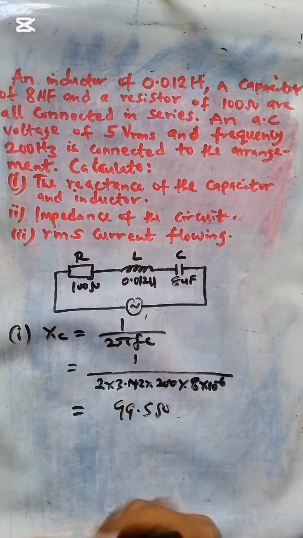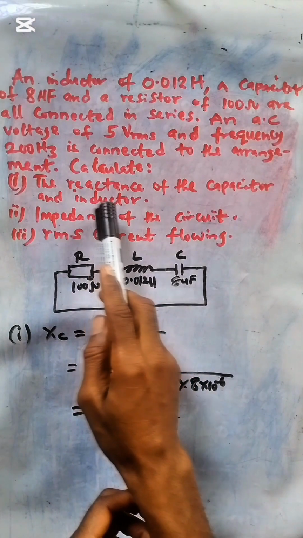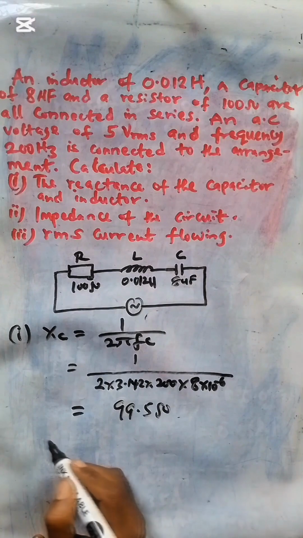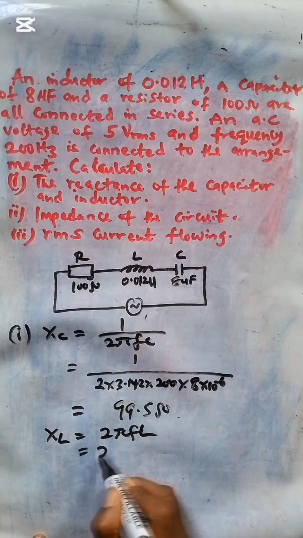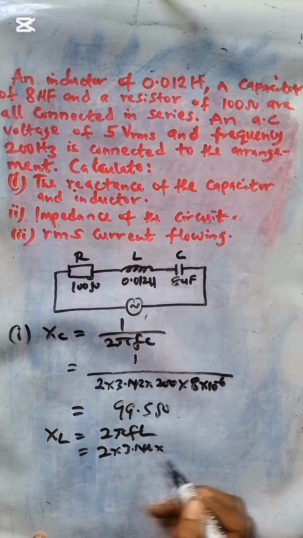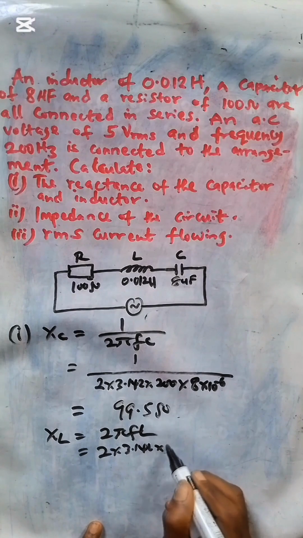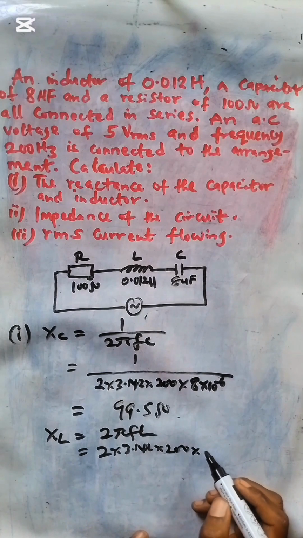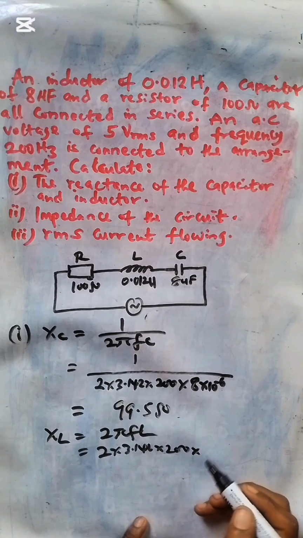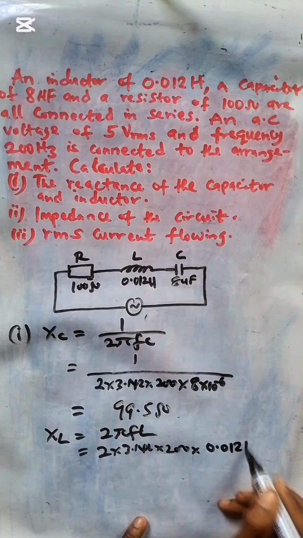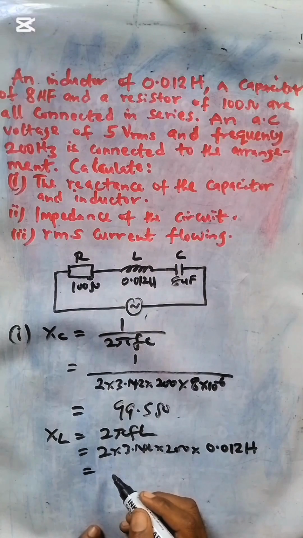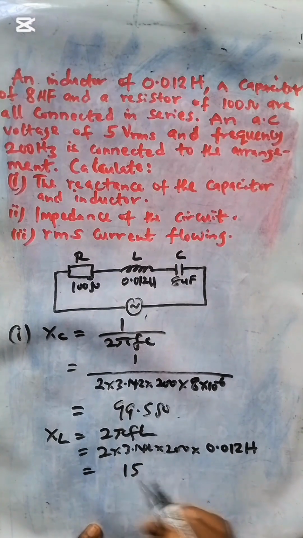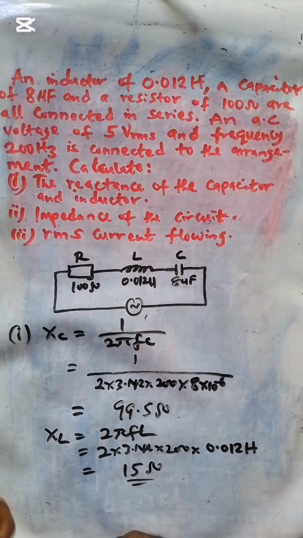Now, the second part says to calculate the inductive reactance, and that is given by XL is equal to 2 pi FL. That will be 2 multiplied by 3.142 multiplied by our frequency, 200, multiplied by our inductance from the question, 0.012 Henry. When you press your calculator, you are going to have 15 ohms.